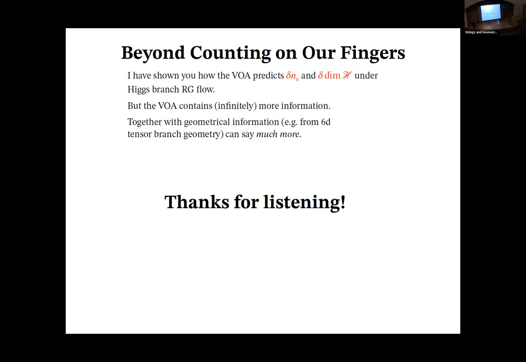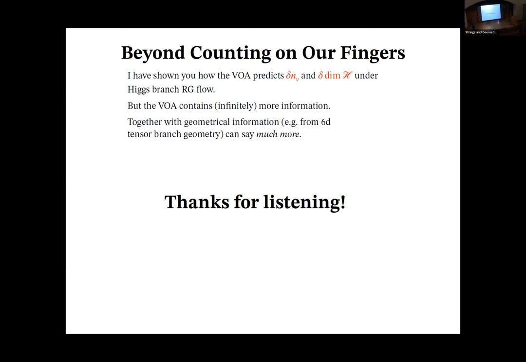All I've done is literally counting on my fingers, right? I've shown you how the VOA predicts two numbers about the infrared theory. Effectively, I was really just telling you what A and C are for the infrared theory, given the data of the UV theory. I wasn't telling you anything more than that. It might have seemed fancier at the time, but that's just because you're tired. It's really just telling you what A and C are for the infrared theory based on what the UV theory was.